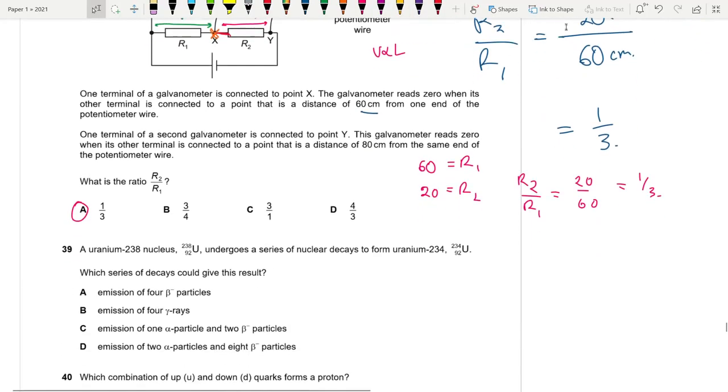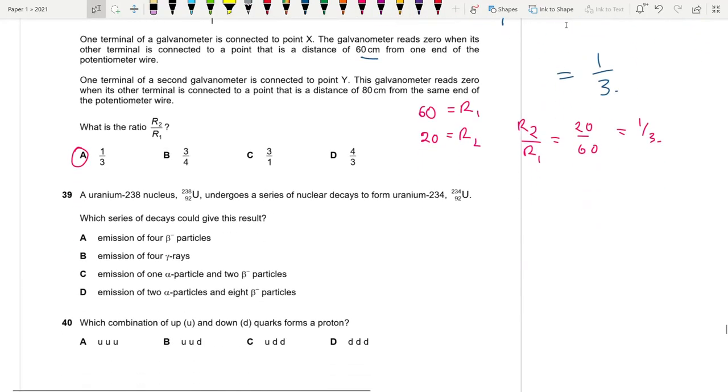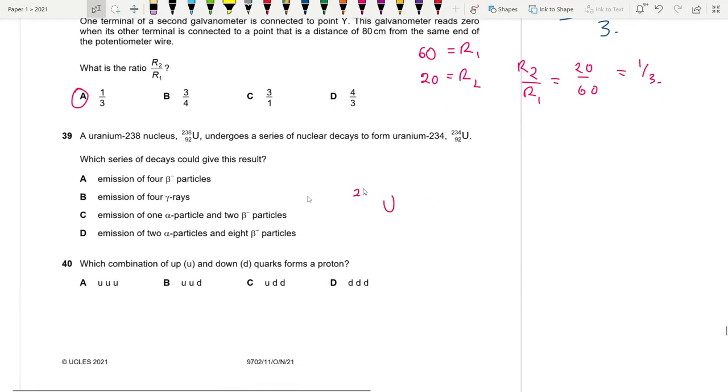Okay, great. 39. A uranium 238 nucleus undergoes a series of nuclear decays to form uranium 234. Which series of decays could give this result? Okay, U 238 92 to uranium again, but our mass number has decreased by 4. This only happens during alpha decay. Okay, so remember, this decrease in mass number happens when there's alpha decay. Then to get back to an isotope of the same element, you need 2 beta decays.